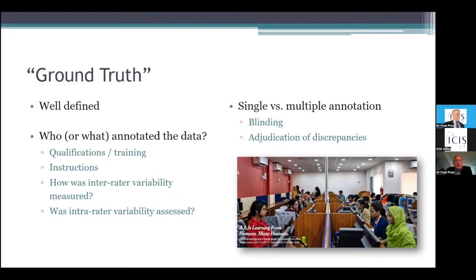With all of these systems, it's important to understand the so-called ground truth, the reference data on which the system was built. And for that, it's important that the ground truth data be well-defined, and that we understand who or what annotated that data. In other words, understanding what qualifications or training those individuals had, what instructions they were given, was more than one person involved in annotating the data? And if so, what was the inter-rater variability? Even better, what was the intra-rater variability if each person got to label the same image or same piece of information more than once? How much variability was there in that case? And then how did they adjudicate any differences in those annotations?